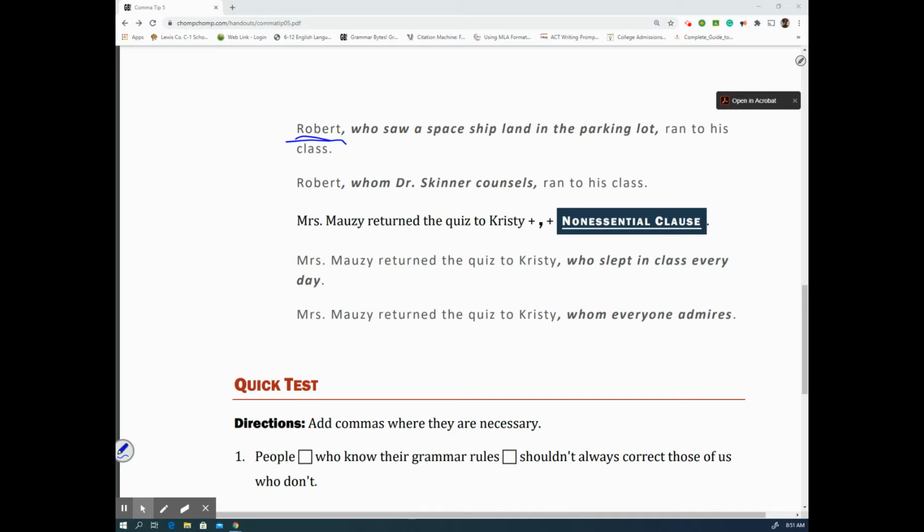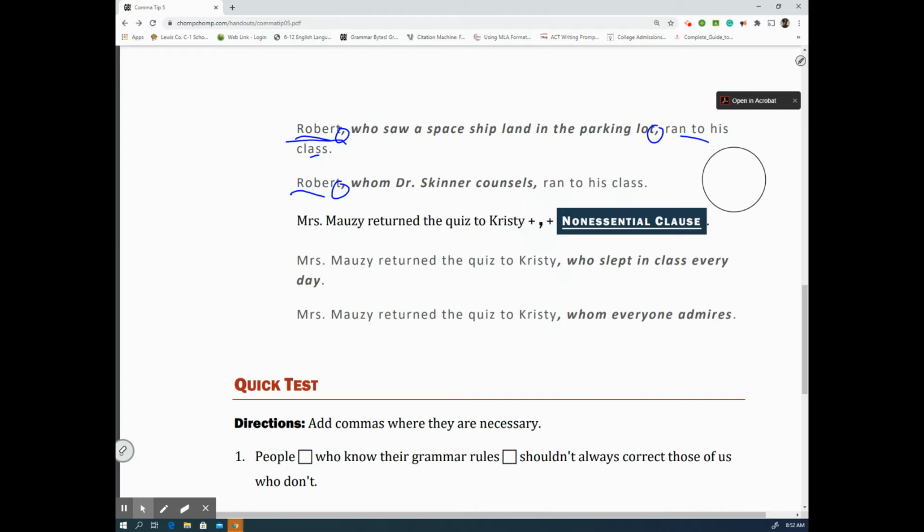Okay, so already specific. So this is non-essential, therefore I need the commas. Already specific, so I need the commas. Again, when I look at it, I see Robert ran to his class. Here I have Miss Mousy returned the quiz to Christy. Again, I've named the person. So the clause that follows becomes unnecessary to identify who it is I'm speaking about. So that's what it comes down to.